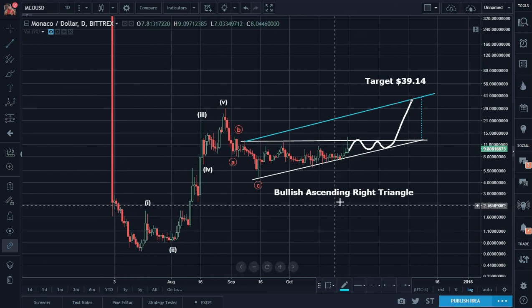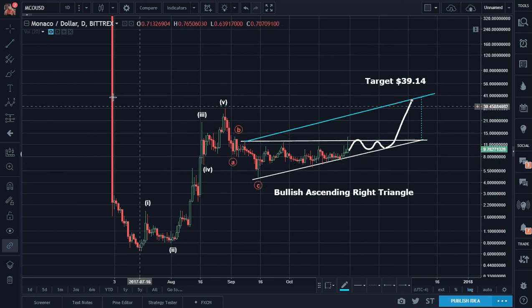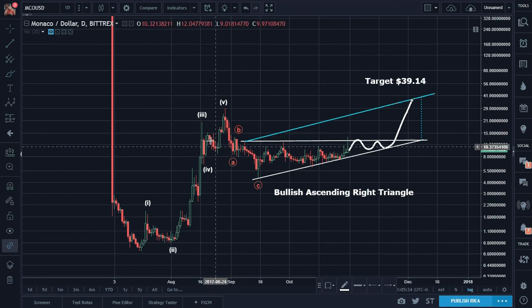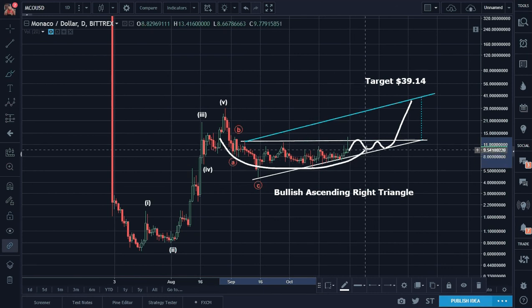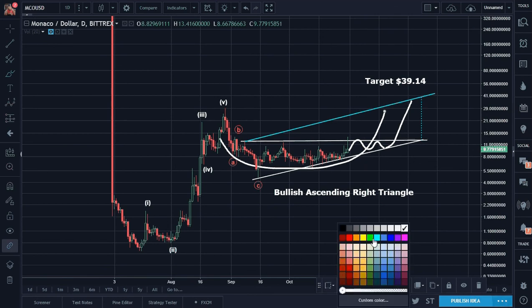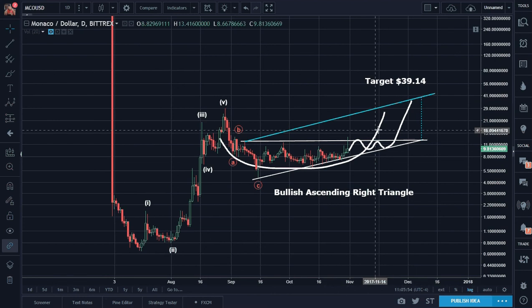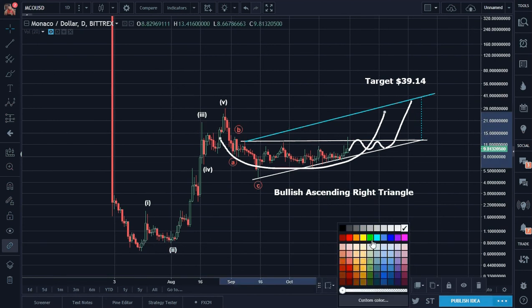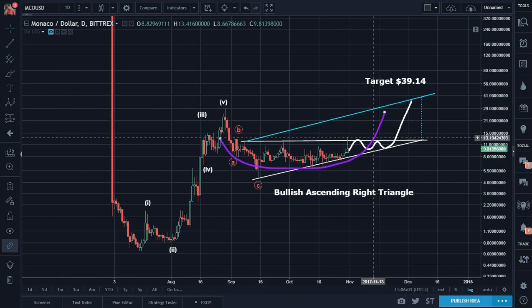And now this could morph into something else. This could morph into maybe like a rounding bottom pattern. It can morph into a rounding bottom pattern, which then can maybe morph into a cup and handle.